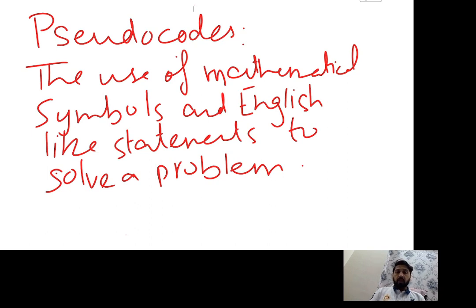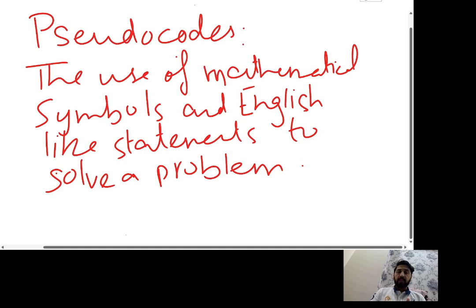Now when we are writing high level language code, we need to have a special set of syntax. But pseudocode is closely related to that high level language, though in pseudocode we are not bound by any rules of syntax. Instead, we just need to use a few mathematical symbols and a few English-like words that are going to help us solve a problem.